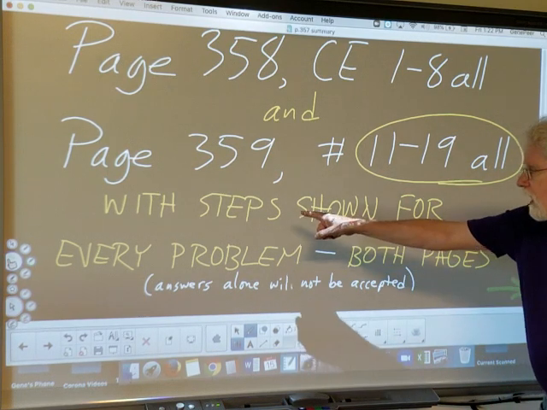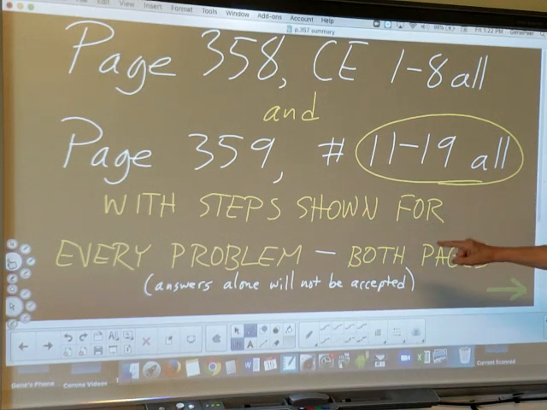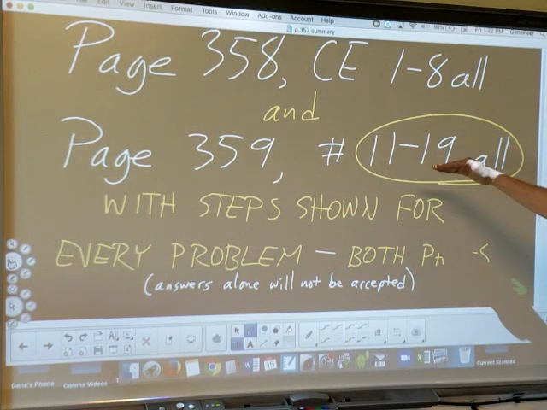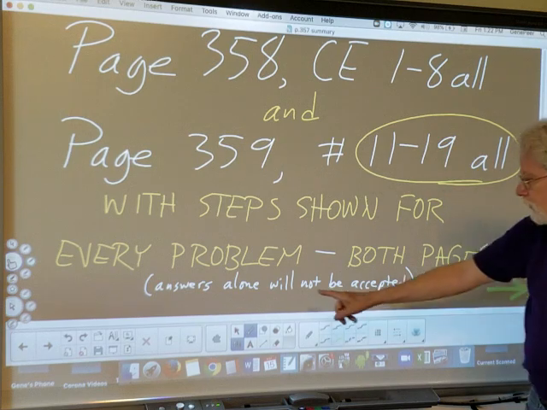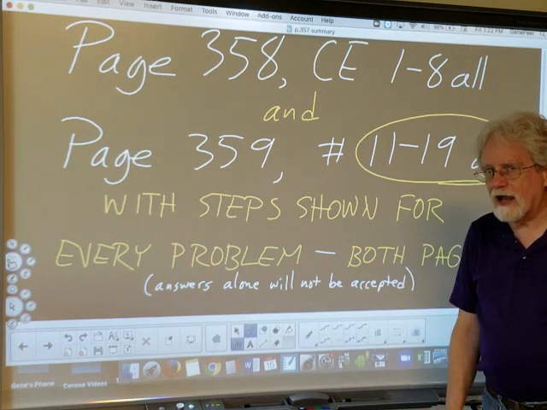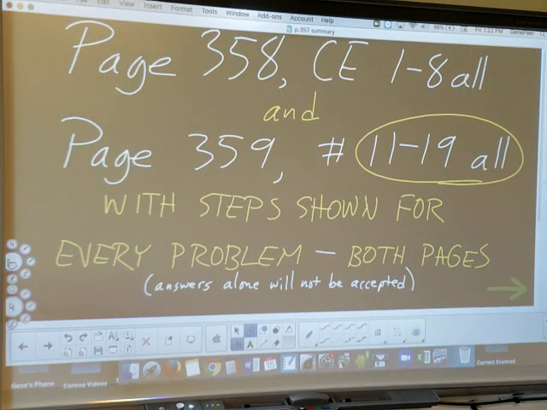However, steps must be shown for every problem on both pages. Answers alone will not be accepted. They will be rejected, and you'll feel bad.